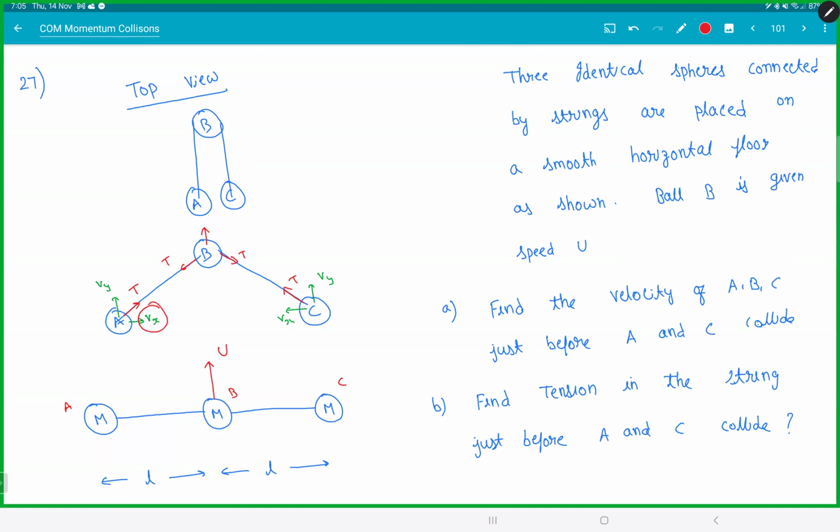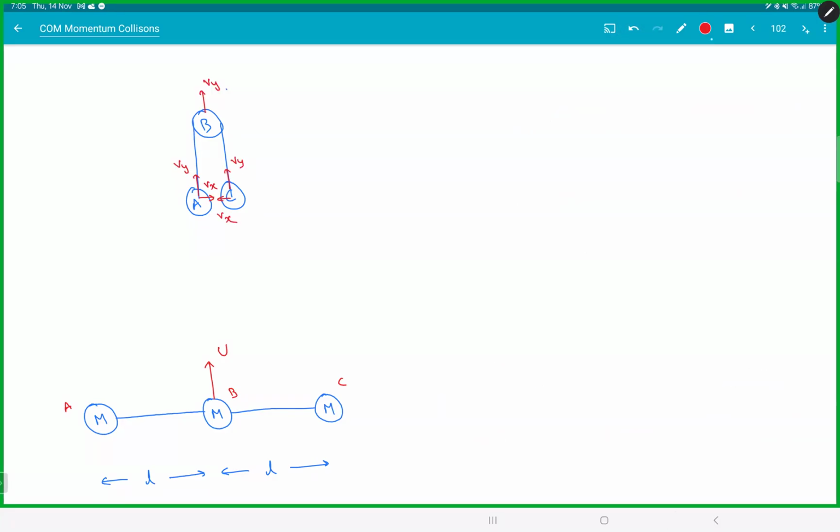Because of this horizontal component, A and C also are moving horizontally, right? And why is the velocity in the vertical direction the same? They will have the same vertical velocity because the string is tight. Since the string is tight, velocity along the string must be the same. They have the same vertical velocity. So if you look at A and C, they will also have horizontal components.